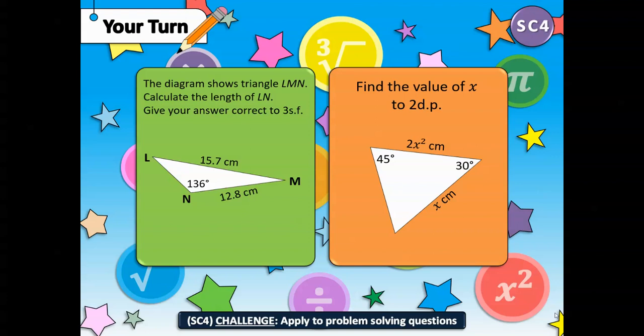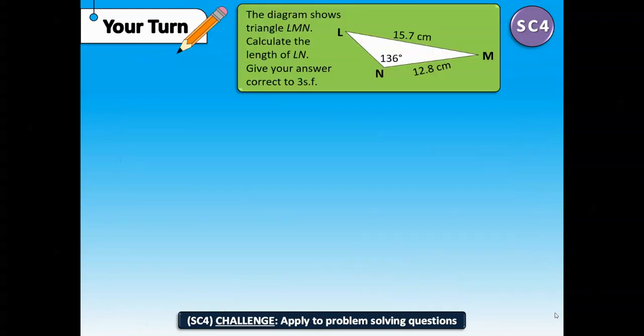Here are 2 questions for you to have a go at. Pause the video, and when you're ready to see what you should have done, press play. Here are your answers. So for the green question, I want to calculate the length of LN.